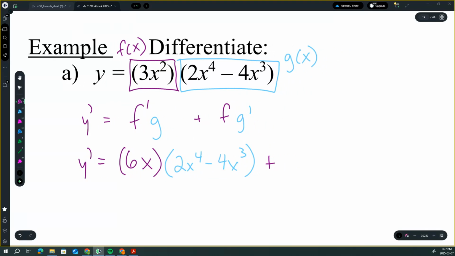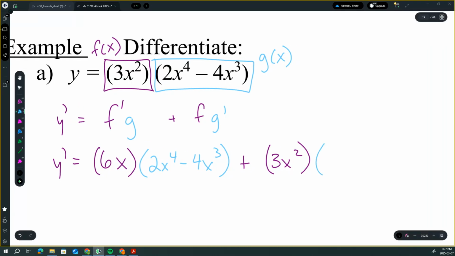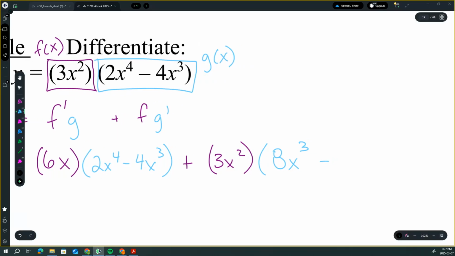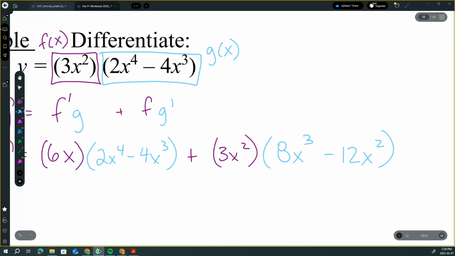Plus, okay, so now for this next term, I leave the first function, so I don't do anything to it. And then I'm going to derive the second function. Okay, so I'm looking at that 2x to the power of 4, exponent times coefficient, 4 times 2. It's going to be 8x, subtract 1 from the exponent, it's going to be 3. Okay, minus, same process. Exponent times coefficient, 3 times negative 4 is going to be negative 12. X to the power of, take away 1 from the exponent, so that's going to be 2.